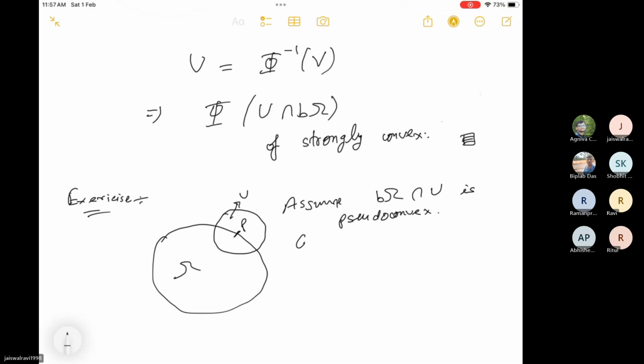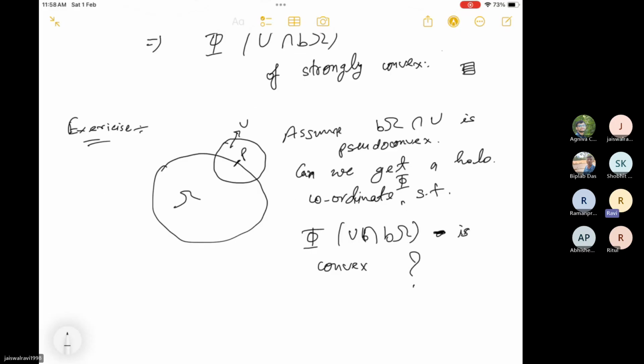Then we get a holomorphic coordinate, say phi, such that phi of U intersection boundary omega is convex. So this is the exercise you can think about.